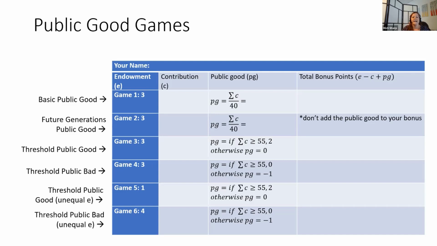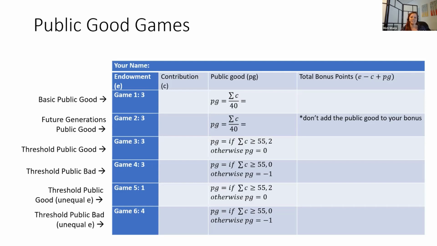Then in the next game, I put a little twist on it. I have a future generations public good game. So they contribute again to the public good, but the public good doesn't accrue to them. It accrues to my future teachings of the course. And then see how that changes their behavior.